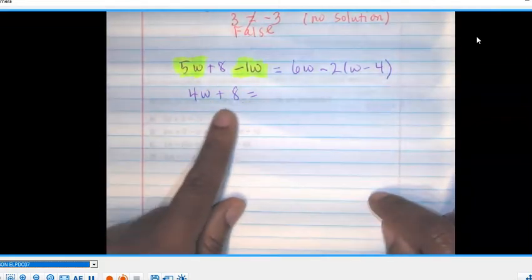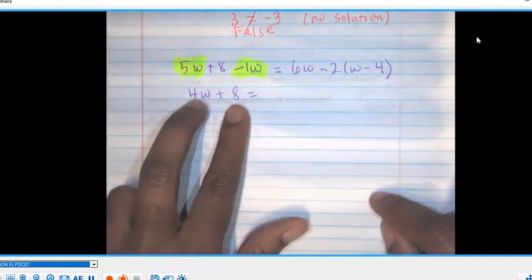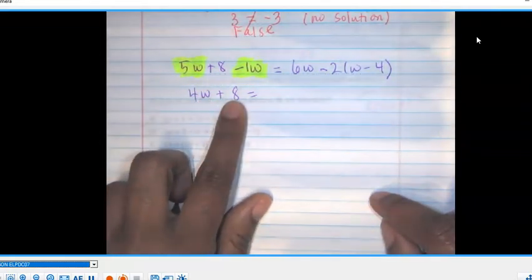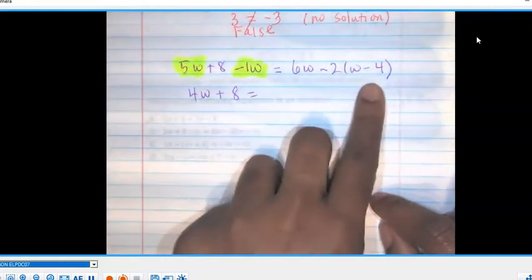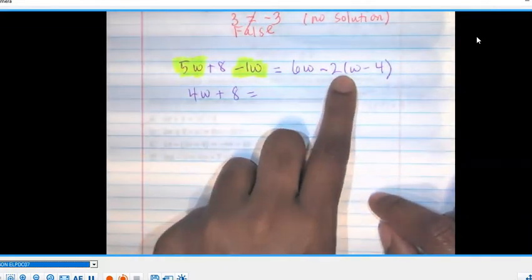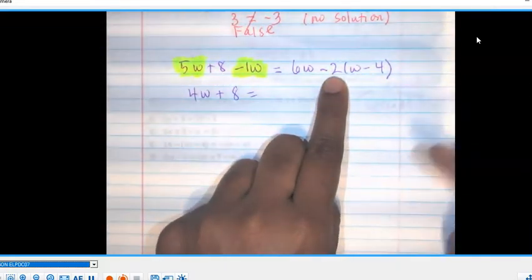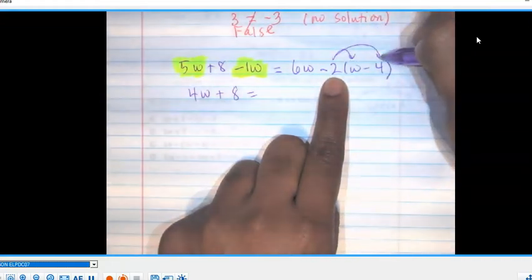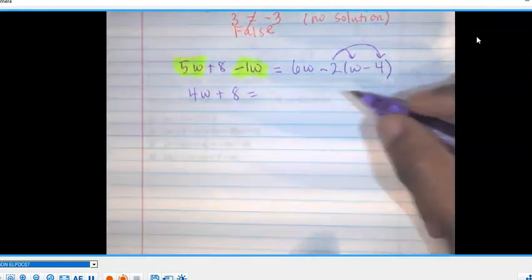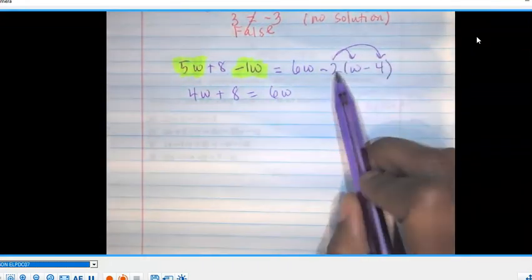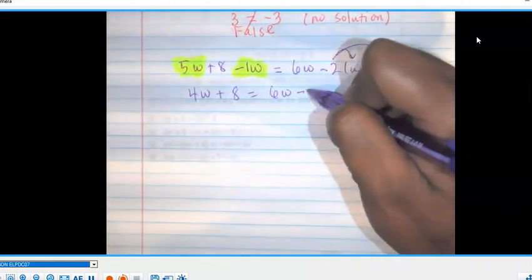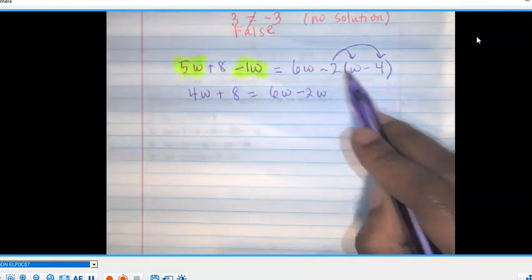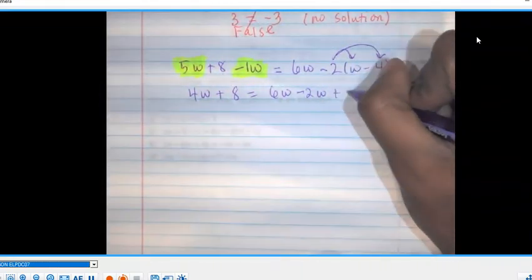So I'm done with this side. There's nothing else to do because, again, these are unlike terms. This one has a variable. This one is a constant. So now I come over here and I say, hey, look, parentheses, there's a number in the front. It's a negative 2. I've got to do the distributive property. Okay, so leave the 6w alone. And I'm going to get negative 2 times w is negative 2w. Negative 2 times negative 4 is positive 8.